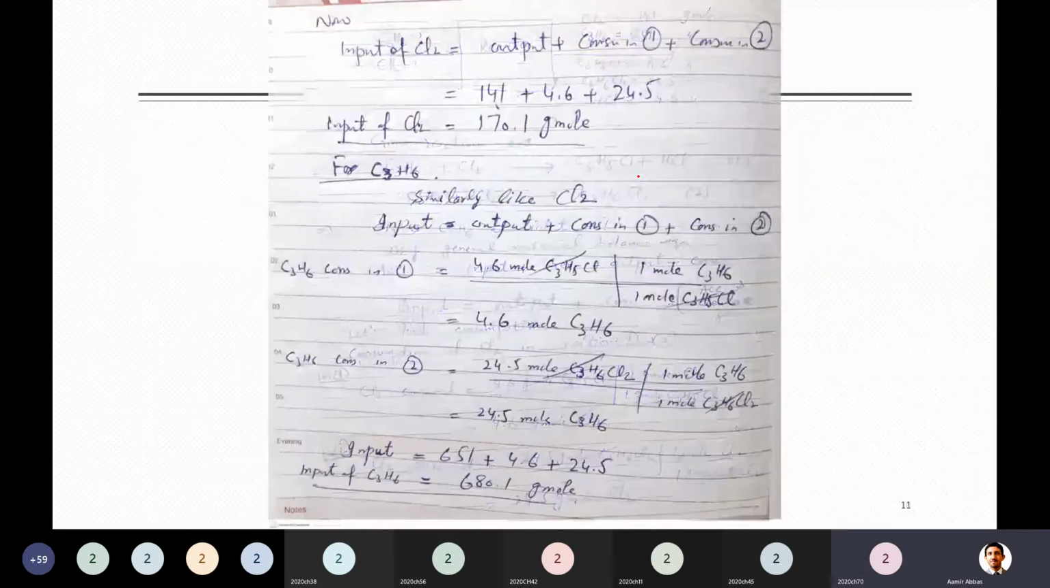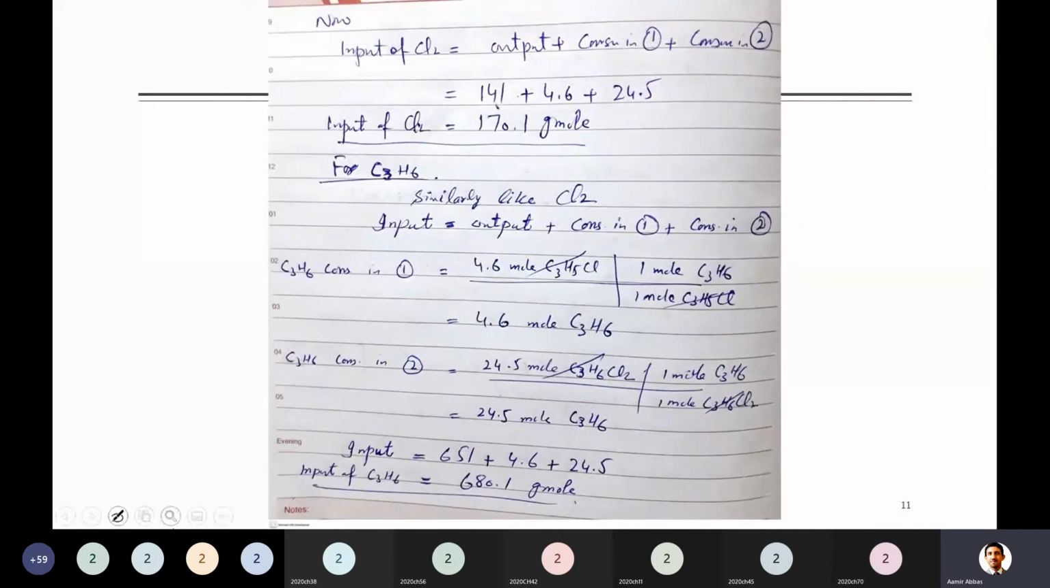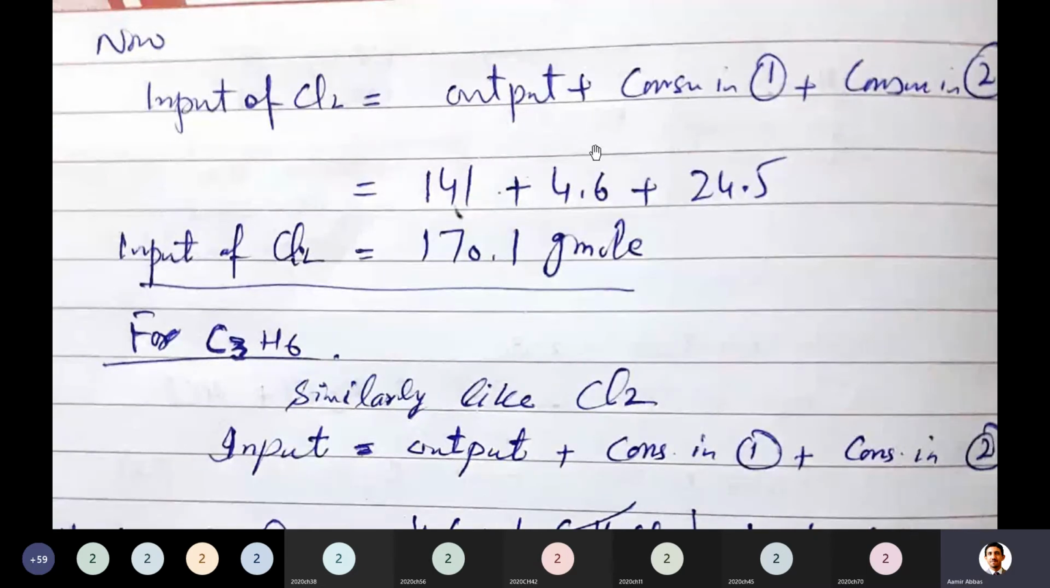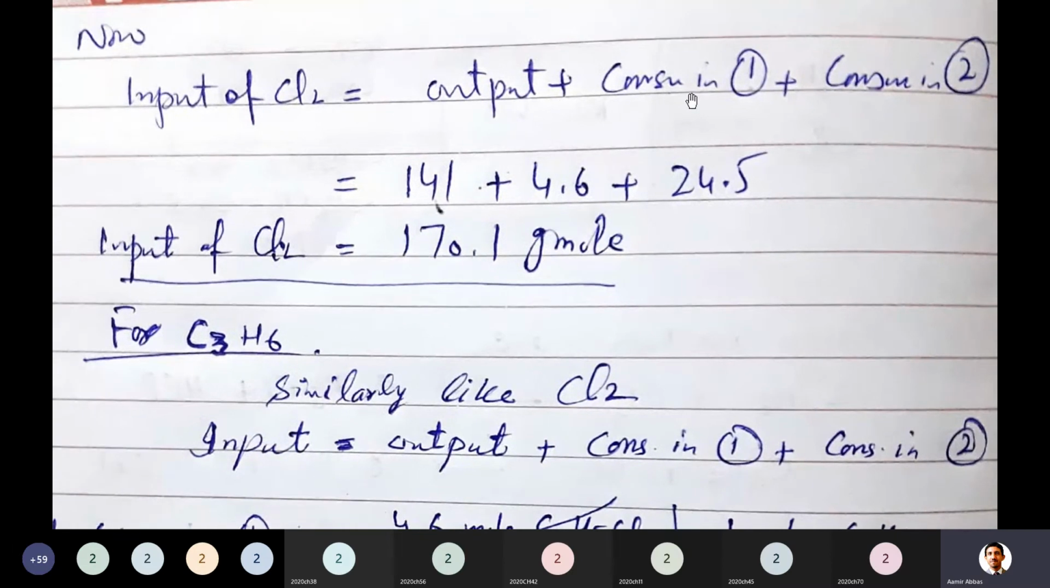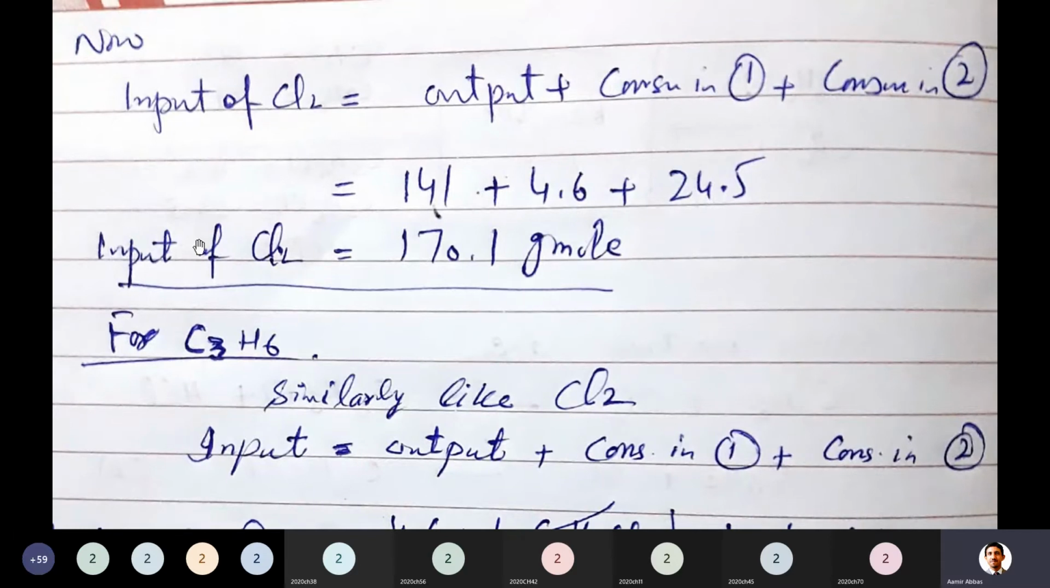Okay, good. So you can come back to the equation. Here the equation was input is equal to output plus consumption. Consumption, here I have written it split: consumption in the first reaction plus consumption in the second reaction. The input you are supposed to find. The output given is 141, plus consumption in the first reaction was 4.6, plus consumption in the second reaction was 24.5. So the overall amount of Cl2 at the input is calculated as 170.1 gram mole. Any question till here?